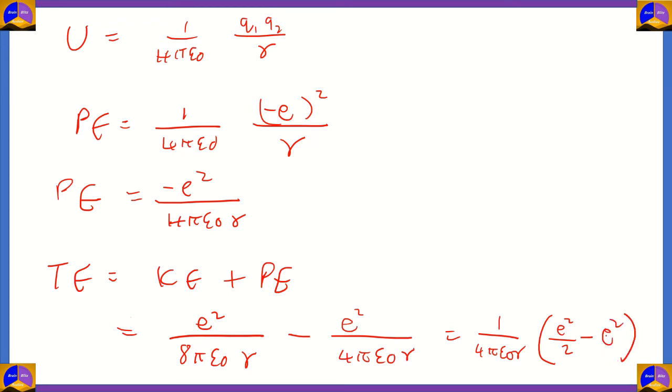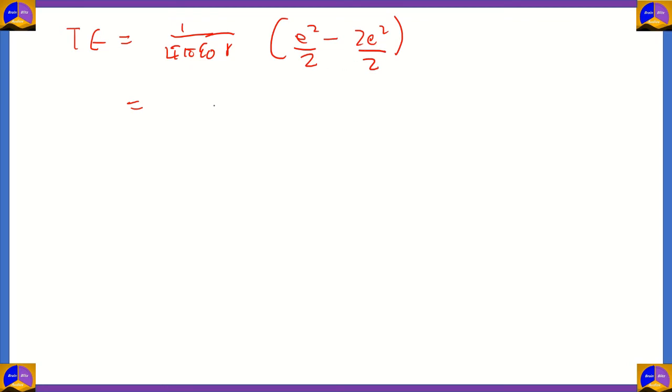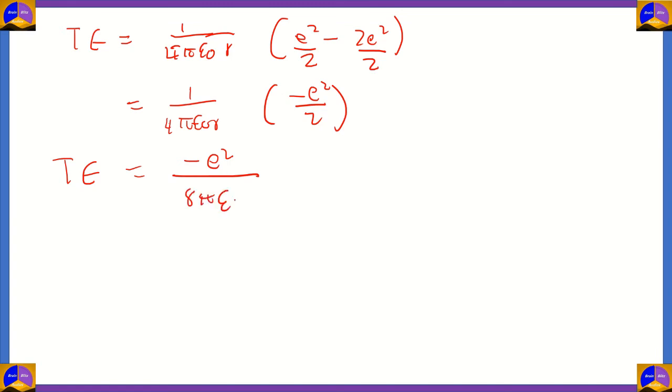So that we can further write as 1 by 4 pi epsilon naught R times (e squared by 2 minus 2e squared by 2). So now we get 1 by 4 pi epsilon naught R, and inside the bracket it'll be minus e squared by 2. And on multiplying the 2, the total energy that you get is minus e squared divided by 8 pi epsilon naught R. So this is the value for the total energy.